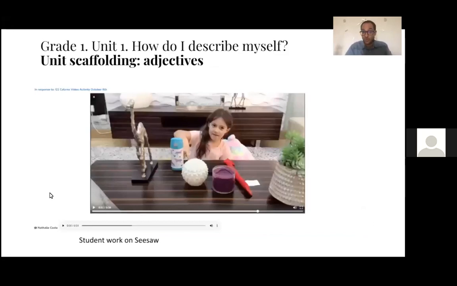In this case, we started with the colors, and you can see here a piece of work from one of our students. She was gathering different objects from her house, and she was explaining to us which was the color of each one of those objects. If you can see at the bottom of the screen, there's a comment from my teaching partner, and she's giving feedback to this student.